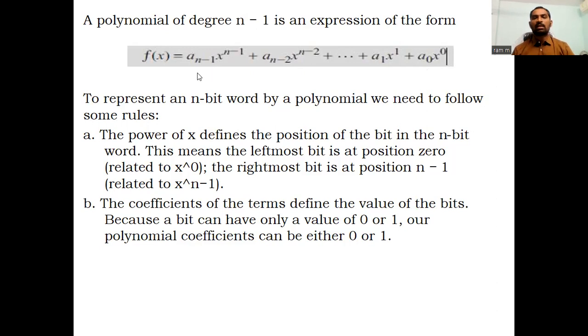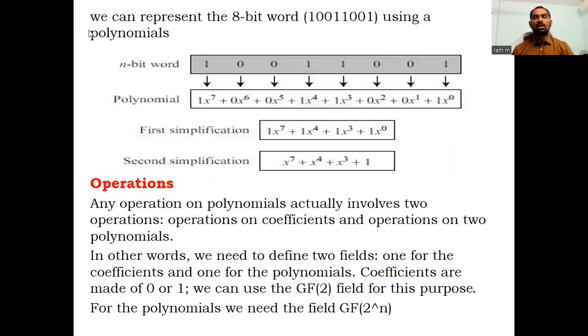And for these coefficients, what is the field that we are considering? GF(2^n), right? So the 2 means we'll have only either 0 or 1. So these coefficient values can be either 0 or 1. We can do some operations on this. But before seeing the operations, let us see how we can represent an 8-bit word using a polynomial. So this is an 8-bit word. We can represent it as 1 times x^7, 0 times x^6, x^5, x^4, x^3, x^2, x^1 and x^0.